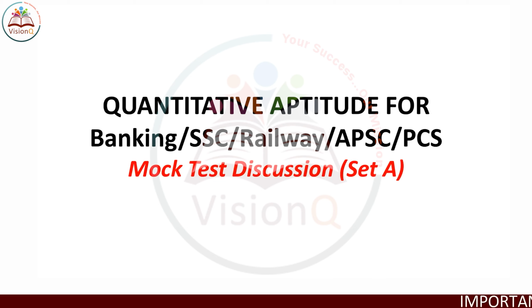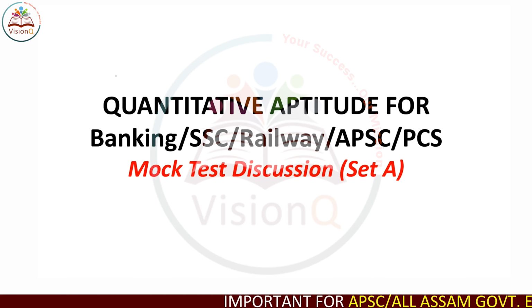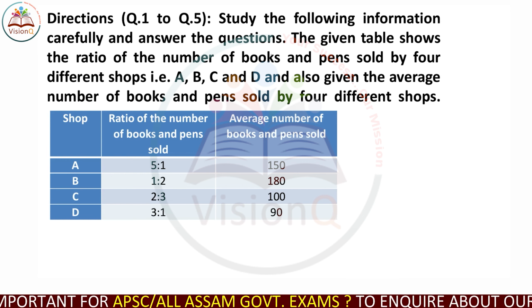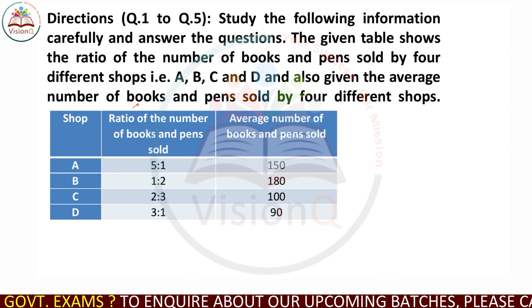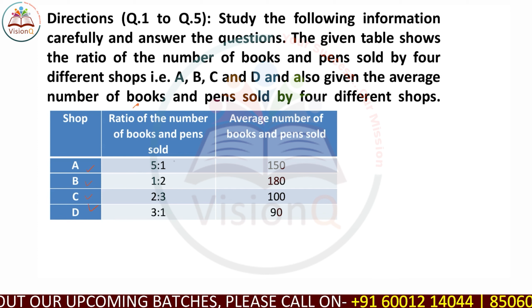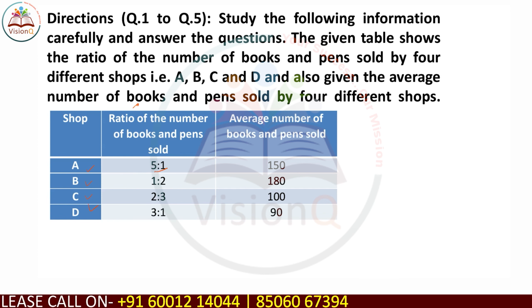So if I see the first question of this series, this is question number 1. It is a tabular data interpretation. It gives the number of books and pens sold by four shops, which are A, B, C and D. And also the ratio of the number of books and pens is given here, 5:1. And apart from this ratio, the average number of books and pens sold by the stores was given.